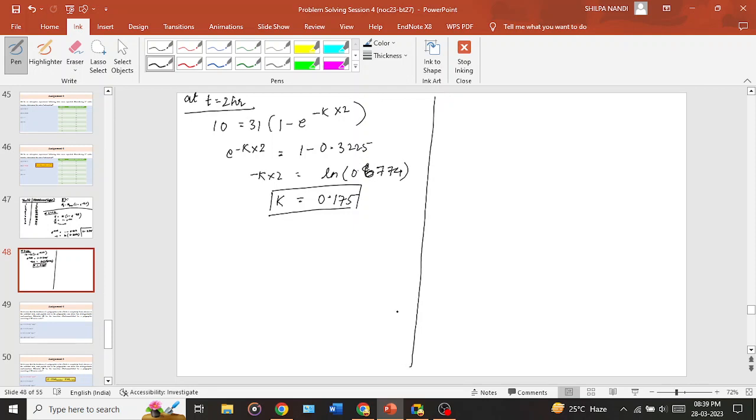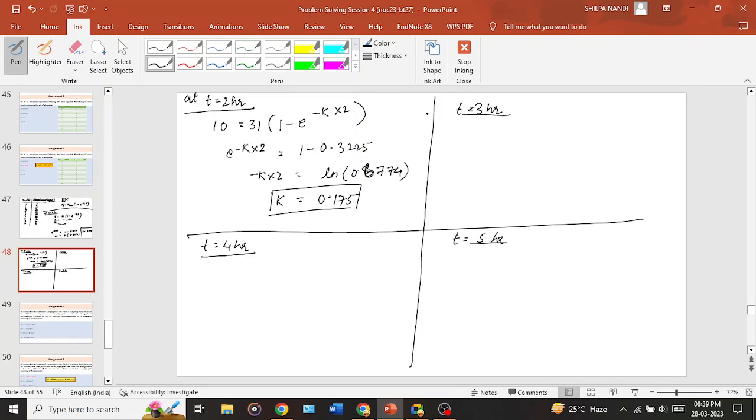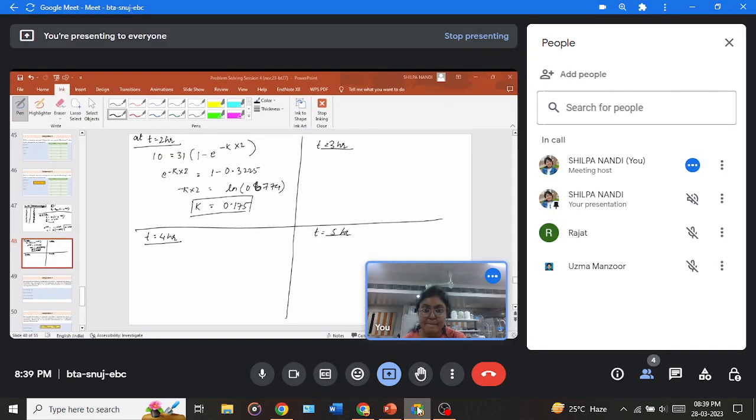Similarly, we can find for t equal to 3 hour, t equal to 4 hour, t equal to 5 hour, and so on. I will continue this, and you can also solve with me. You can check whether the answer that I am getting and you are getting are similar or not. So it may also be verified.